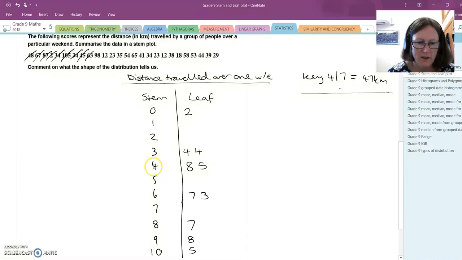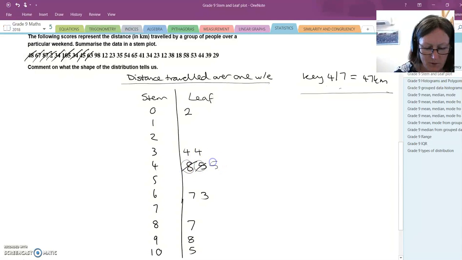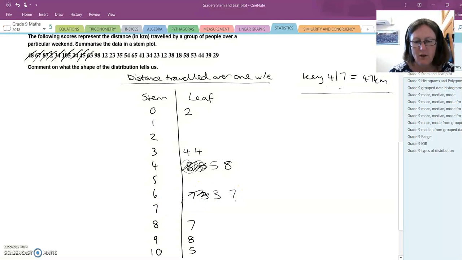But before I do that, it's important that the scores are in order too. So here we've got a score of 48 and a score of 45. I need to write them so that the scores are in order. So the score of 45 comes first and then 48. So down here you can see there's a score of 67 kilometres and 63. I write them the other way around. So yes, you put them down, but then you must make sure they're in order.